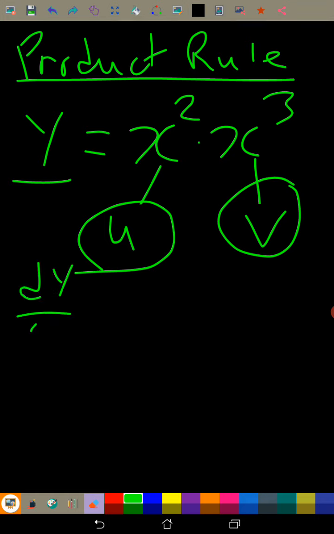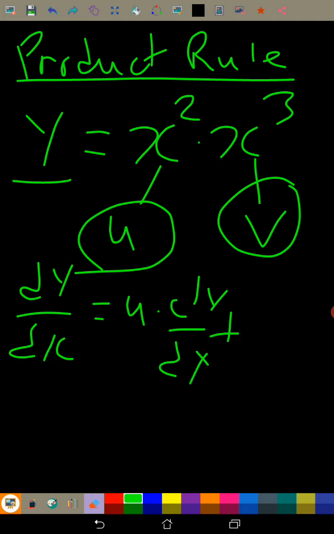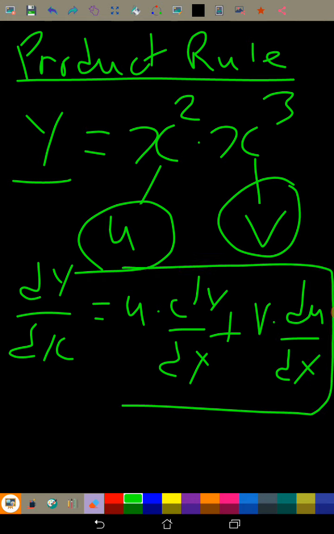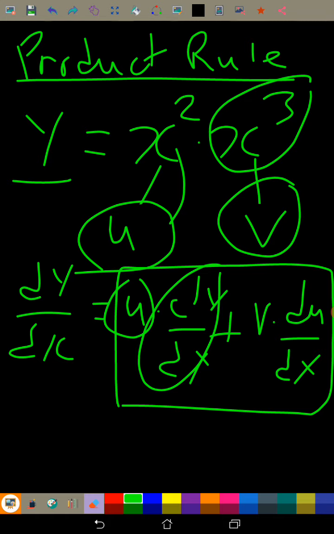So dy by dx is equal to, for the product, u times dv by dx plus v times du by dx. So this is the rule: u times dv by dx plus v times du by dx. In other words, you just take the first one, multiply by the differentiation of the second. You take the second multiplied by the first derivative.